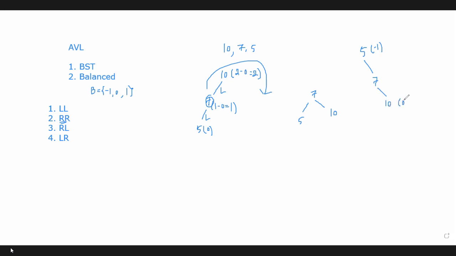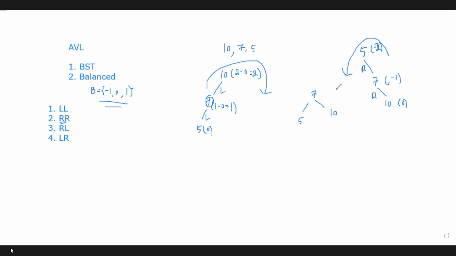For 10, 0; 7, -1; but for 5, the balance factor is -2. The height of the left subtree is 0, and the height of the right subtree is 2. 0 minus 2 equals -2. That means this is not a balanced tree. Okay, so how to make it a balanced tree? If we shift some nodes from the right side to the left side, then maybe the tree will be balanced. So here all the nodes are added in the right side, so we need a left rotation for moving some nodes from the right side to the left side.